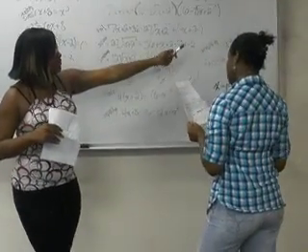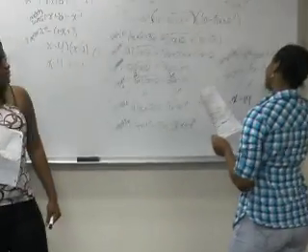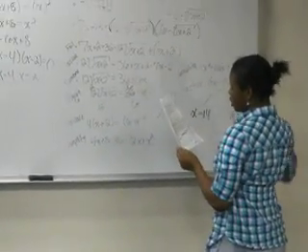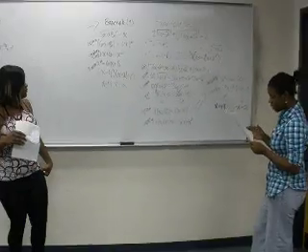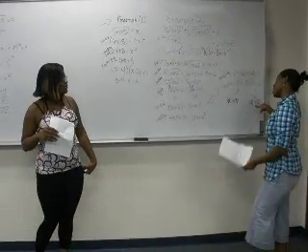Factor again is what you need to do. x minus 14, x minus 2. Then we solve for x, alright? x equals 14 and 2.